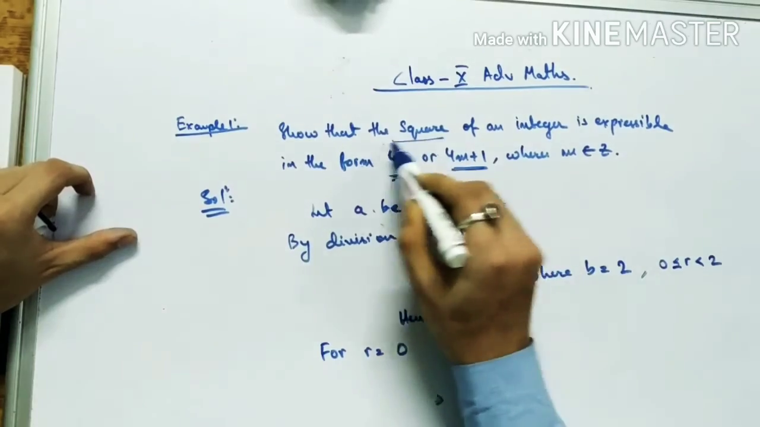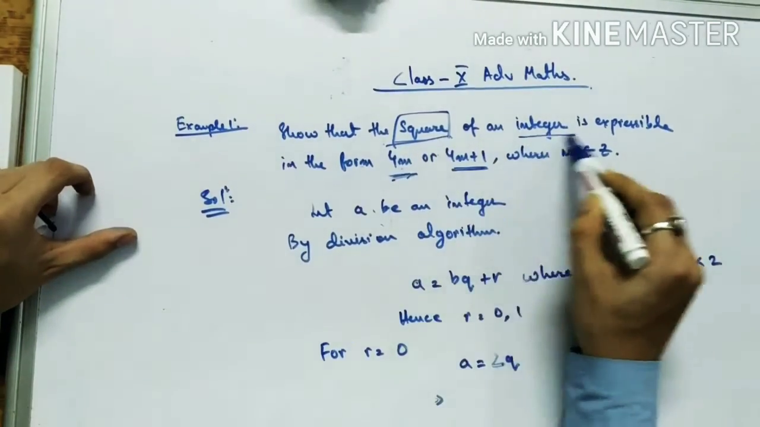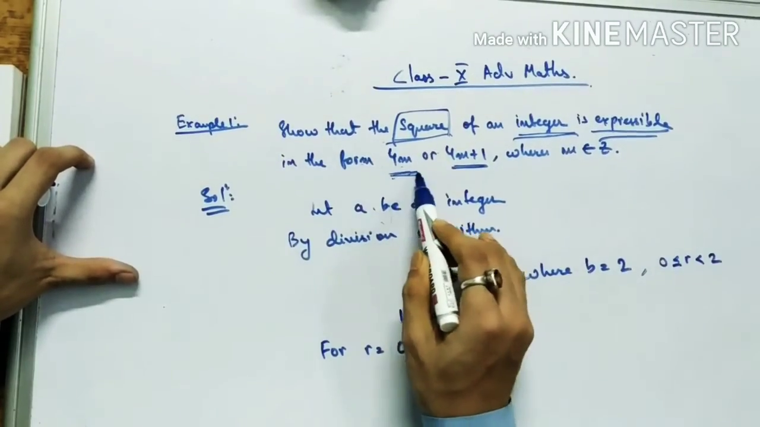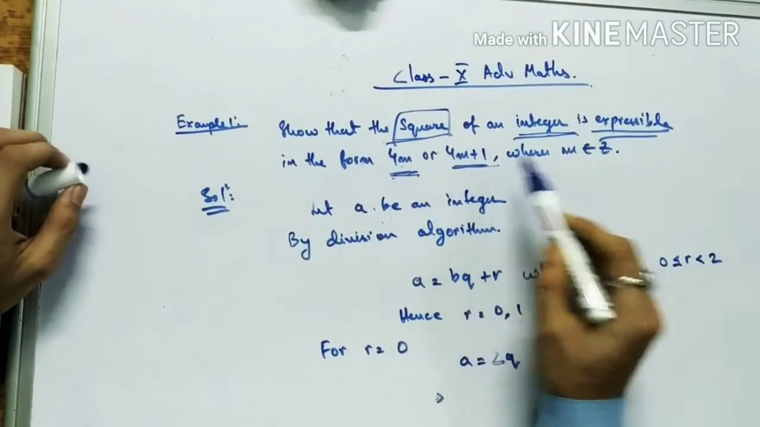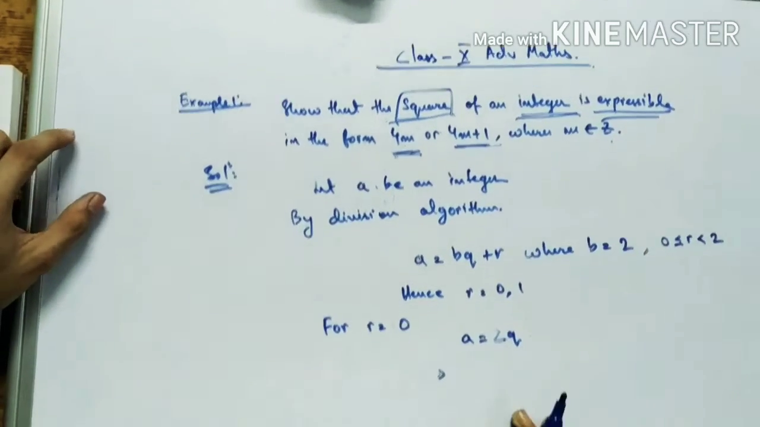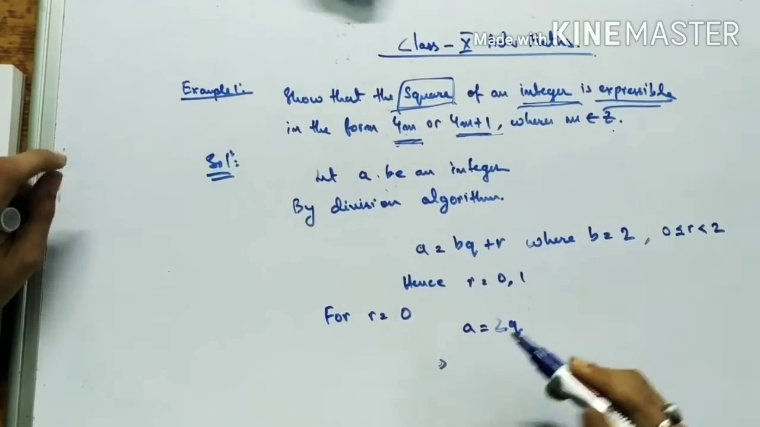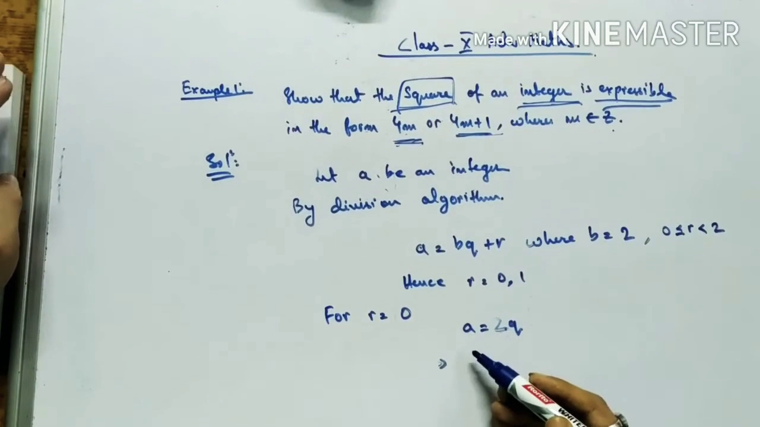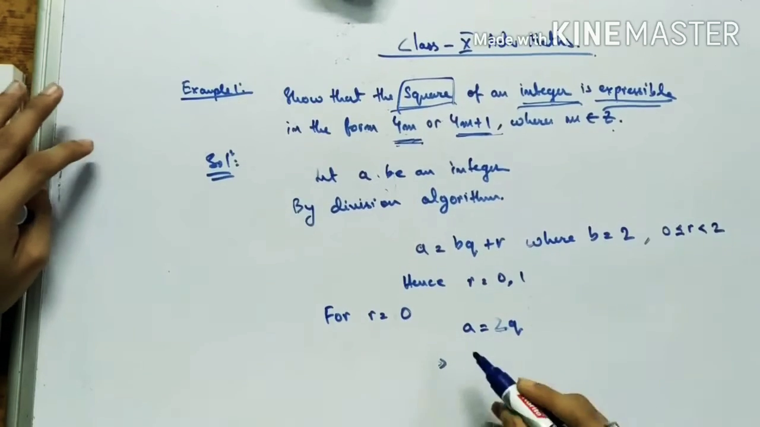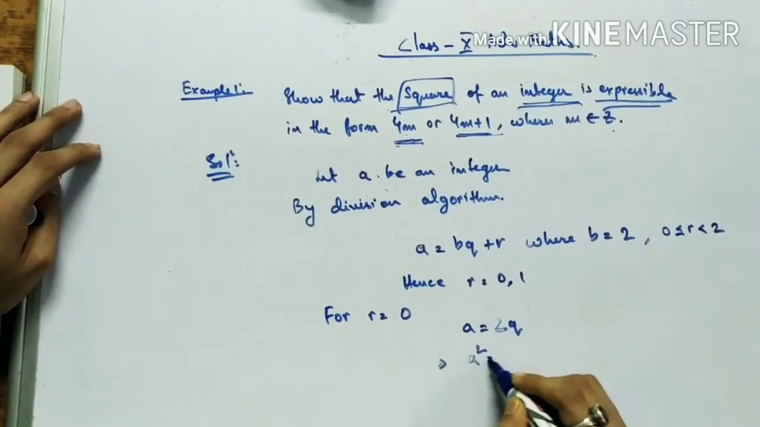Now you see what the question is saying. I have to show that the square of an integer is expressible in the form 4m or 4m plus 1, where m belongs to Z. So A is the square of an integer. Yes, A is an integer. Now for the square of an integer, I will do A square.